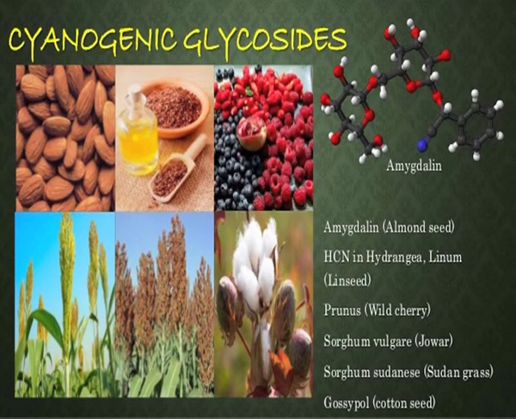The cyanogenic compounds or cyanogenic glycosides. These are glycosides in nature, and these are found mostly in all the pulses to some extent or the other. When these cyanogenic glycosides are hydrolyzed, they release HCN or hydrogen cyanide or cyanogenic gases.